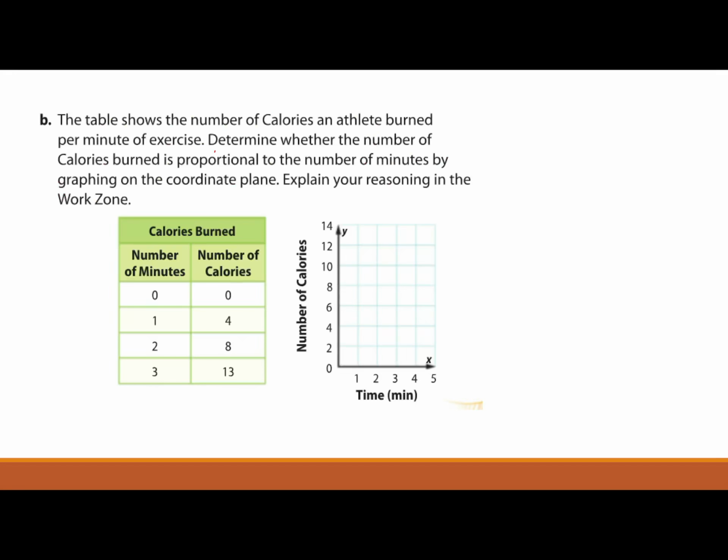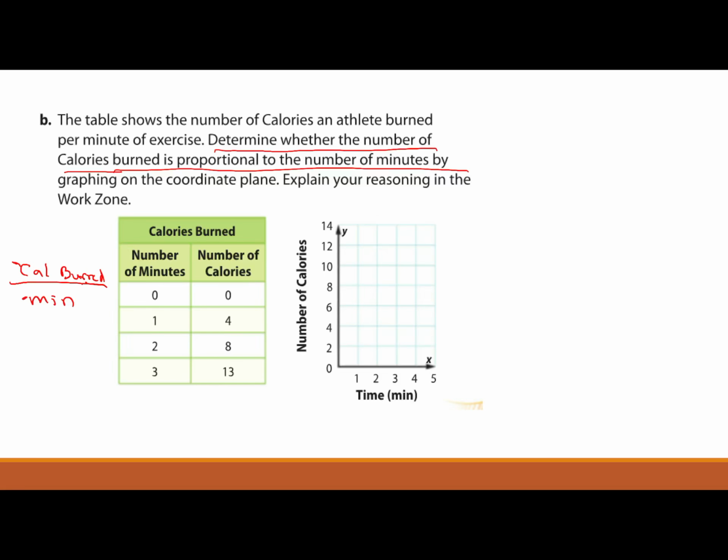It says, determine whether the number of calories burned, so what's going to go on top? The number of calories burned is proportional to the number of minutes spent exercising. So it's asking us, do we burn the same amount of calories every minute?